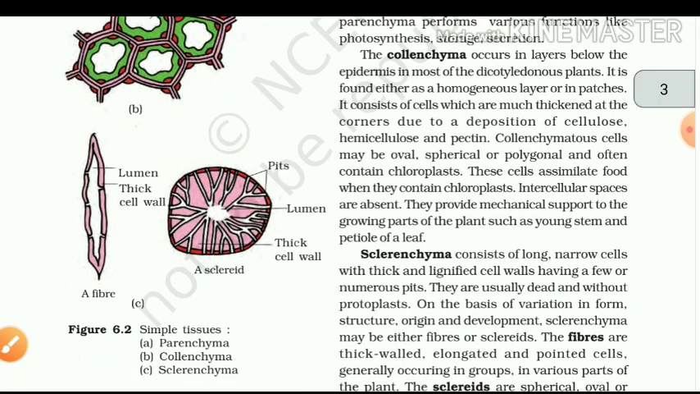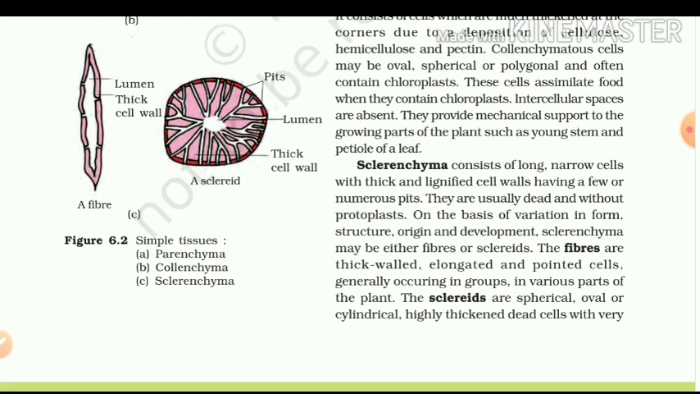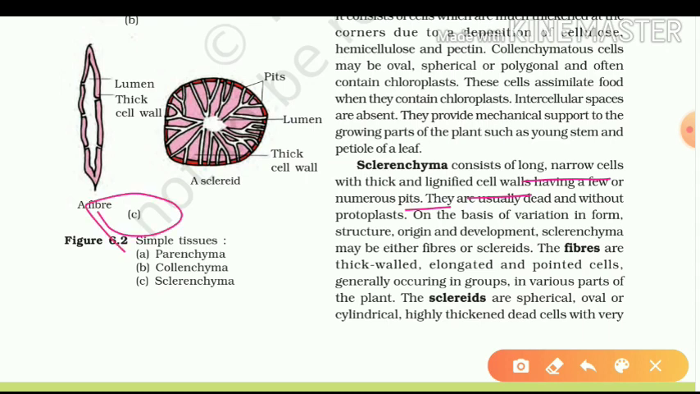So let's move on to sclerenchyma. Sclerenchyma consists of long and narrow cells with a thick and lignified cell wall having few or numerous pits. You may observe in this picture, it is a fiber. You may see the pits, the gaps between. So there may be numerous pits. On the basis of form, structure and development, sclerenchyma may be either fibers or sclereids.